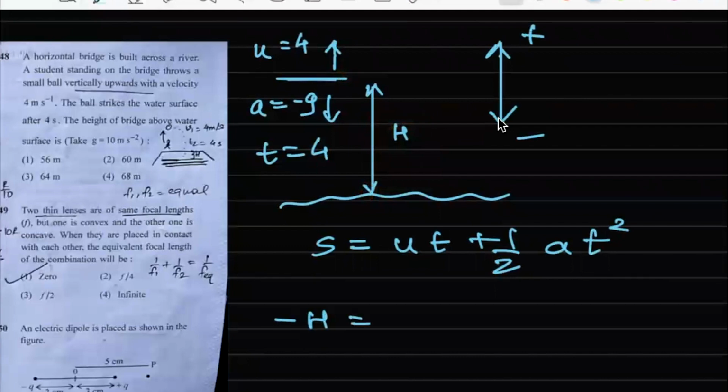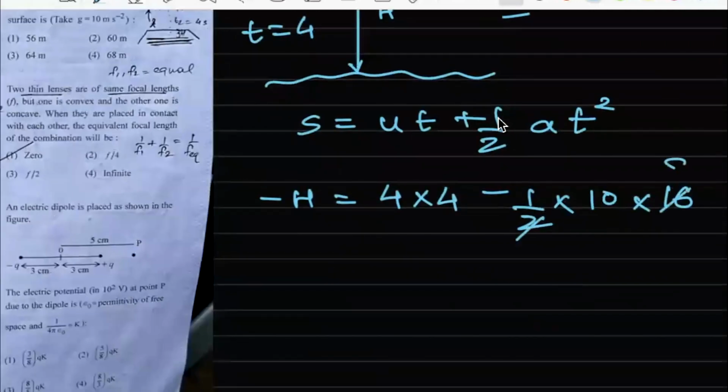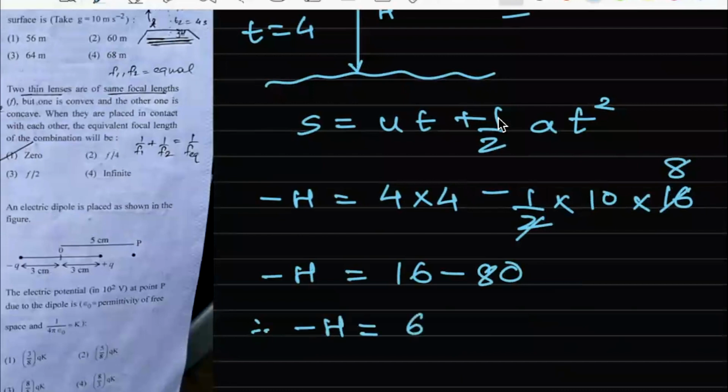Initial velocity u is upward, so positive 4. So 4 into t, which is 4. Half of a, but a itself is negative, so I would say minus g. They are not saying anything, or they are saying g 10, so let's say 10. And again, 4 square is 16. So that's it. So I have 4 4s are 16 minus 8 into 10 is 80. So I have minus h is equal to 16 minus 80, which is minus 64.